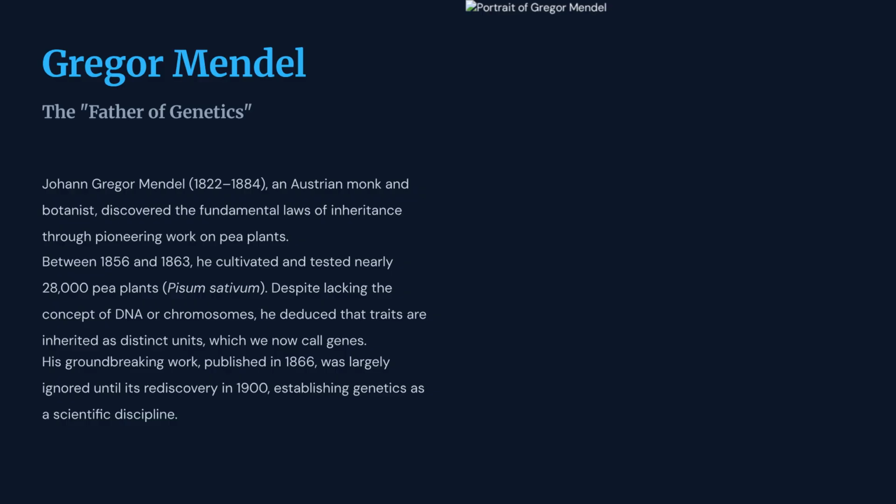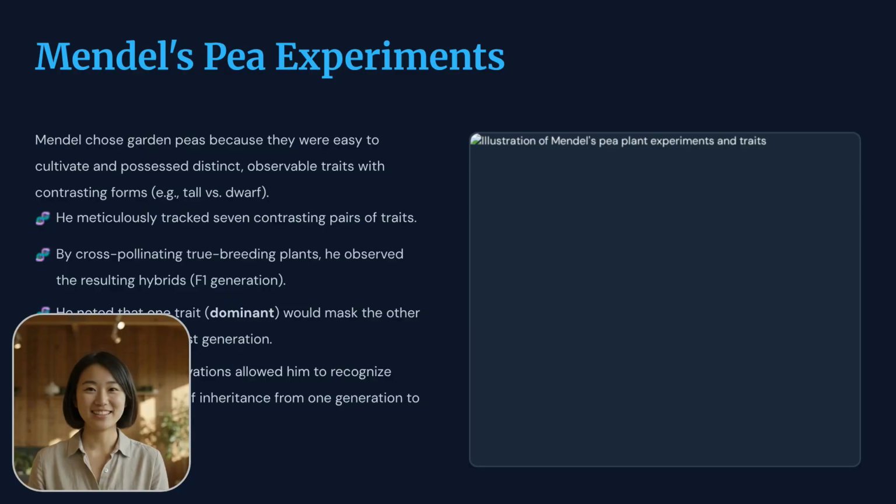Between 1856 and 1863, he tested nearly 28,000 pea plants, discovering that traits are inherited as distinct units, which we now call genes. Mendel chose garden peas for their clear, contrasting traits. By tracking these traits through generations, he identified dominant and recessive patterns, uncovering the mathematical rules that govern inheritance.